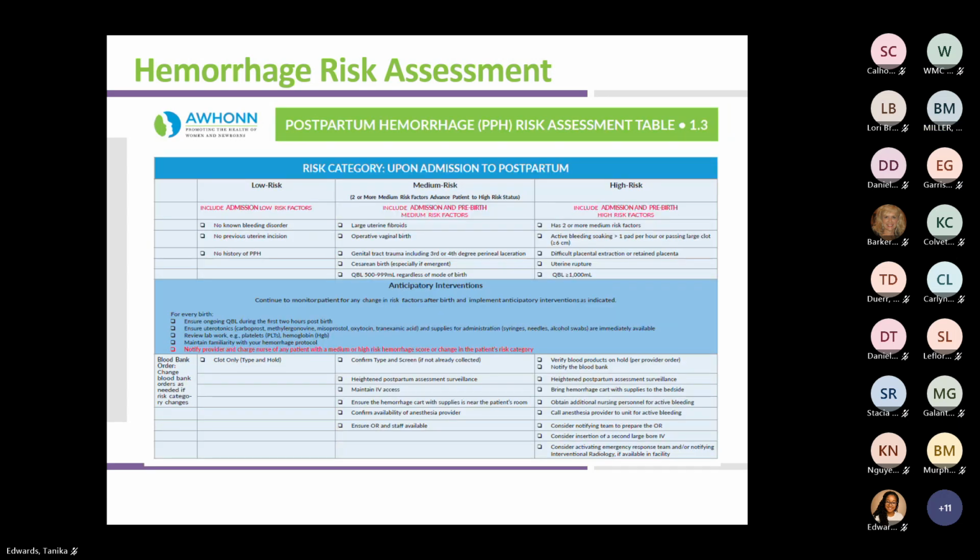And then there's your admission to postpartum. All of these things are in the toolkit and available for you to utilize and have added to your EMRs if it's not already available. And I do know that if it is available at one hospital, like Cerner or Epic, then you have the ability to have it added to your EMR as well.